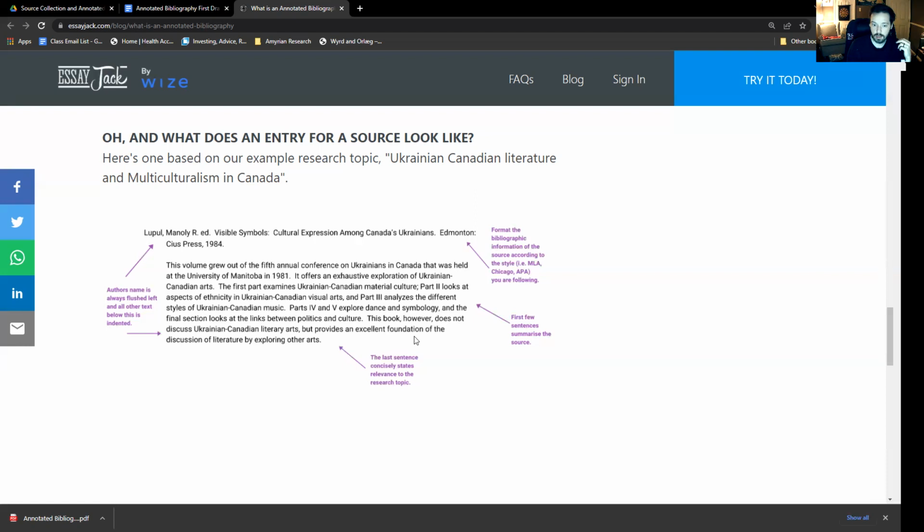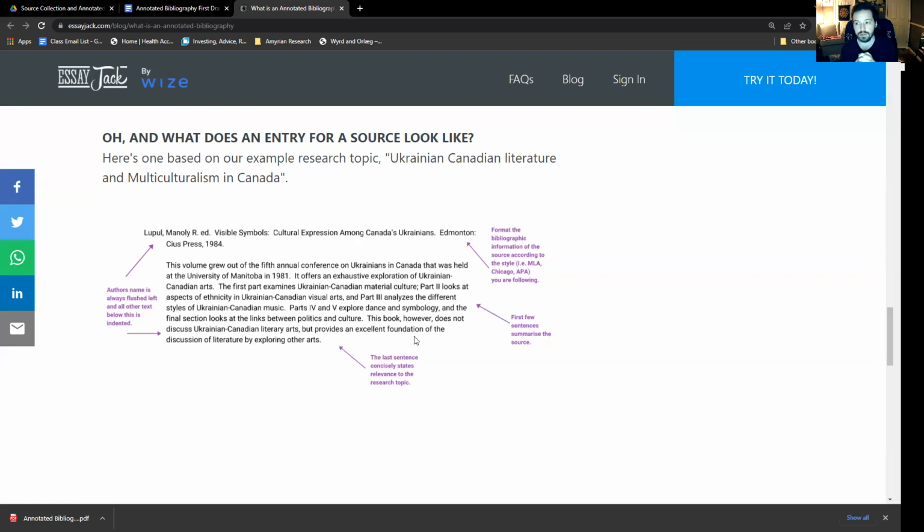You also discuss the relevance of the source to the project of the research, right? So you also want to give an idea of how this was relevant to what you were doing, because it might not be immediately obvious to the reader.